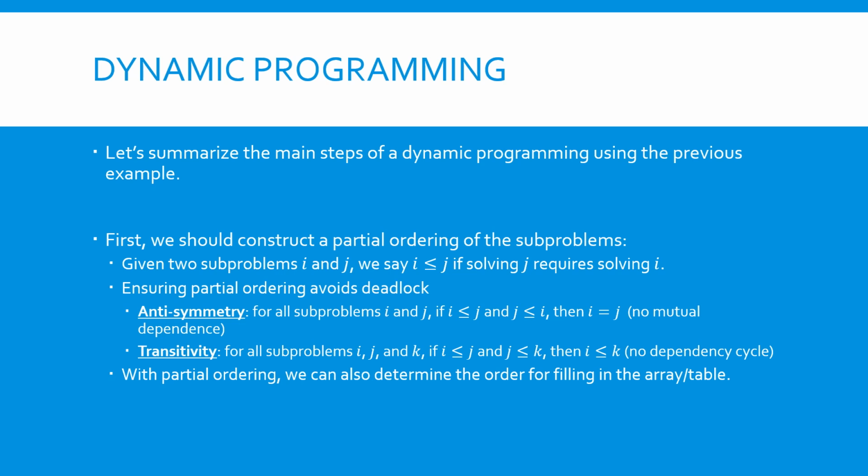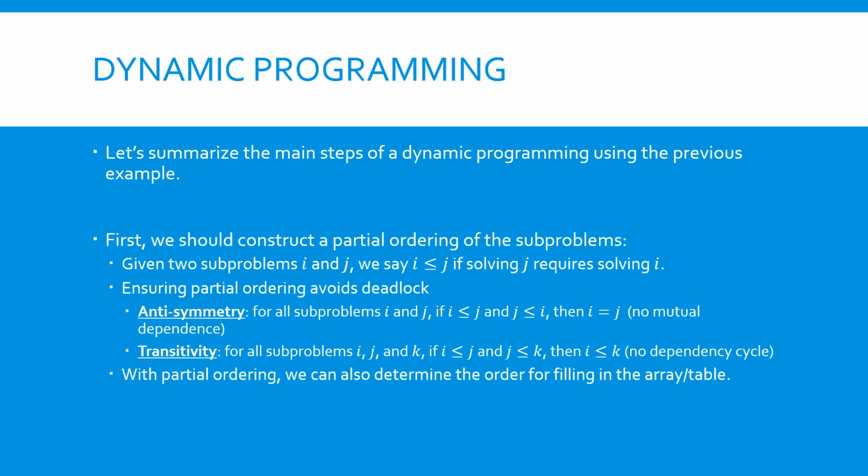Specifically, for any two subproblems i and j, antisymmetry means that if solving i depends on j and solving j depends on i, then i and j must be the same problem. This ensures unidirectional dependency between subproblems and prevents mutual dependency.